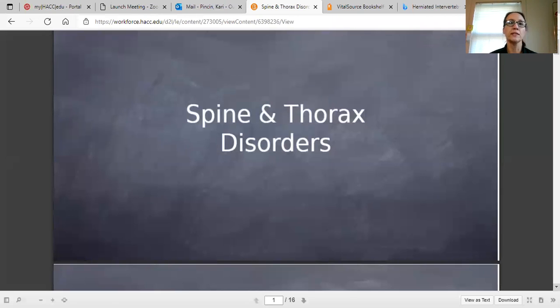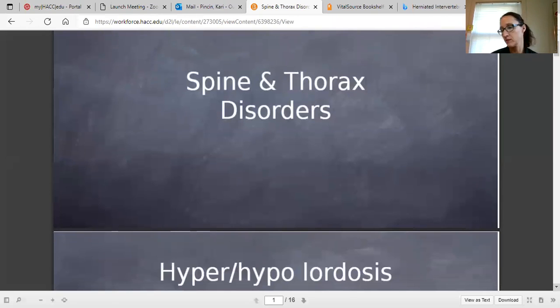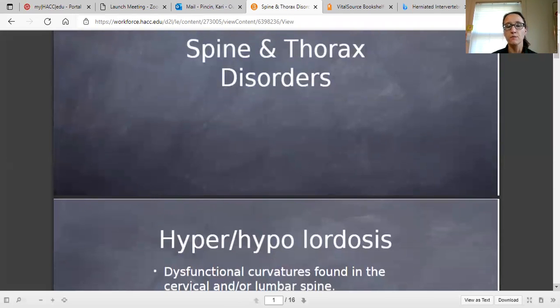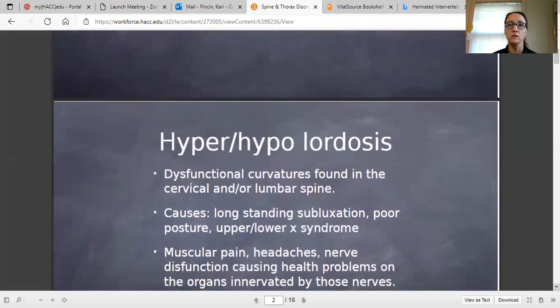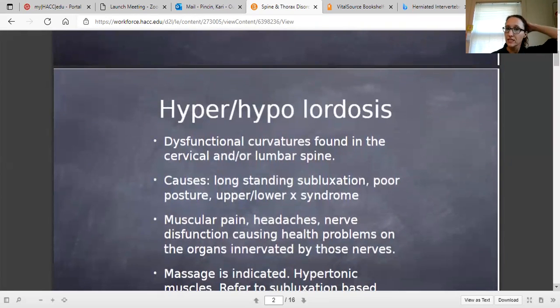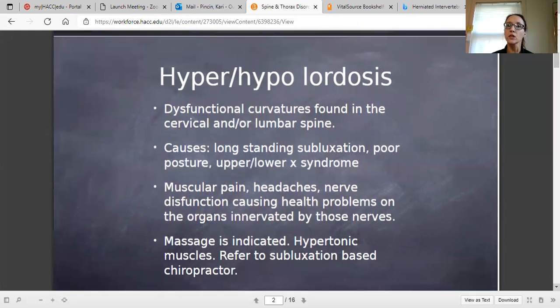All right, so the first three disorders are actually very similar. They are hyperlordosis, hyperkyphosis, and scoliosis. So all of these affect the spine by either increasing or decreasing the curvature of the spine. So hyperlordosis is an increased curvature of the lumbar spine. Hypolordosis would be a decreased curvature of the lumbar spine.